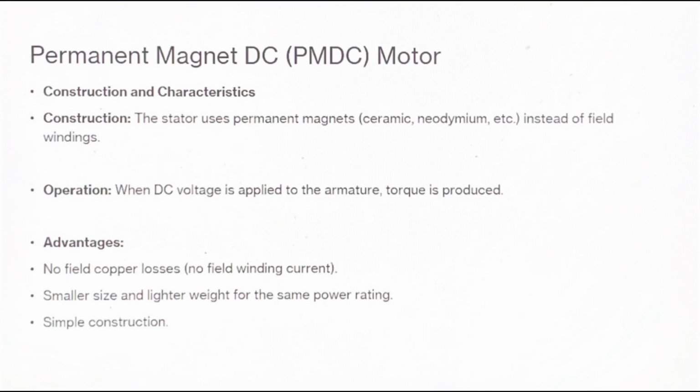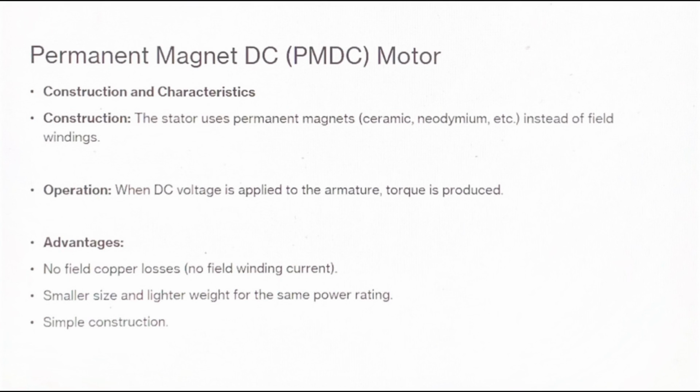And for the third slide, the permanent magnet DC or PMDC motor. Construction and characteristics: it uses permanent magnets on the stator instead of field windings, reducing complexity and eliminating field copper losses. Operation: when DC voltage is applied to the armature, torque is produced due to the interaction between armature current and the field magnetic flux from the magnets. The advantage: no field current losses, and simpler, smaller, and lighter construction for the same power rating compared to wound field motors.